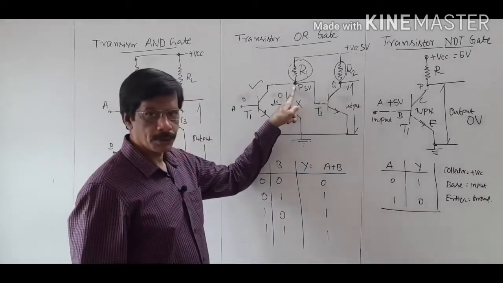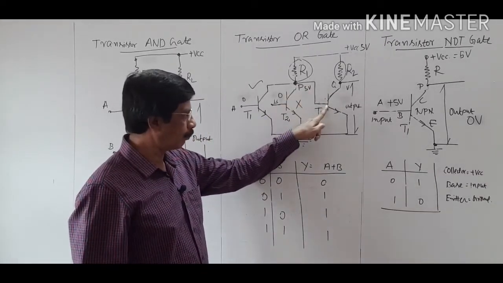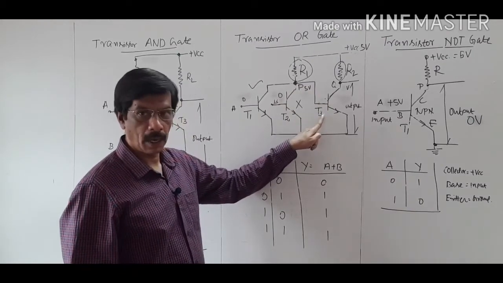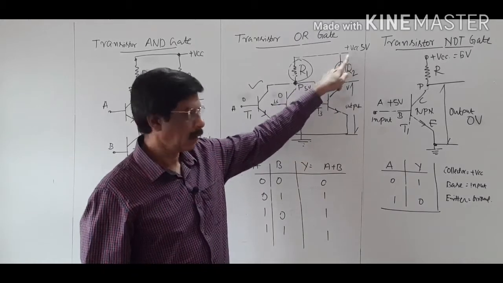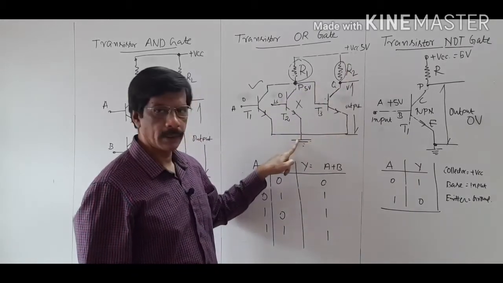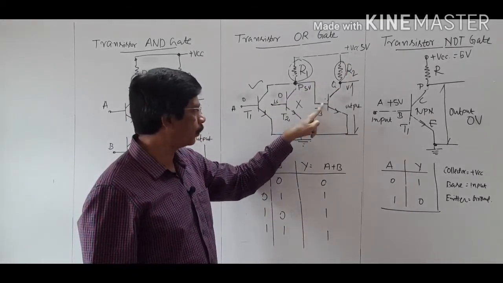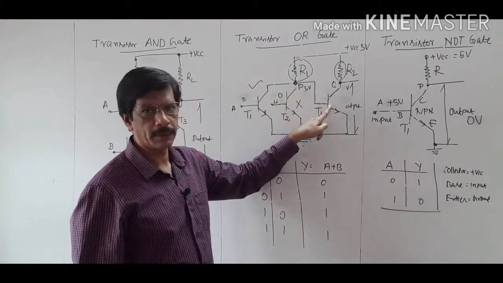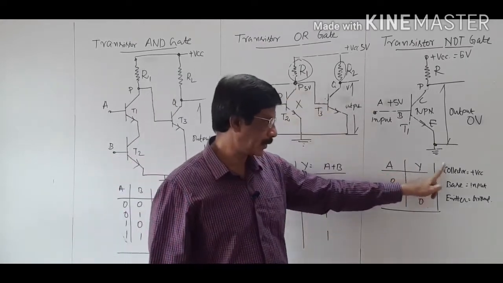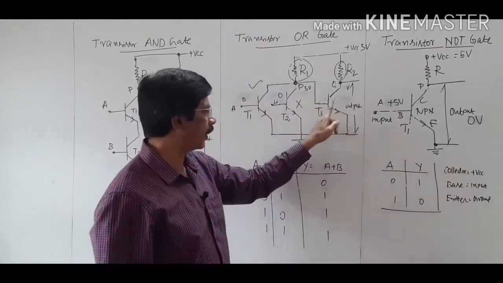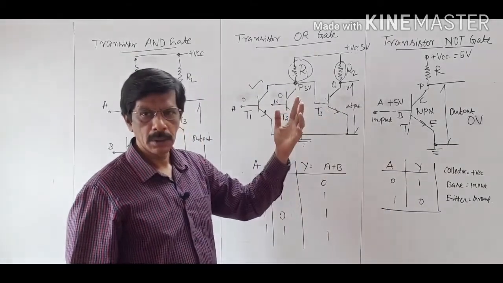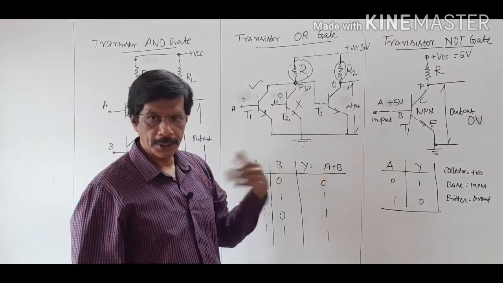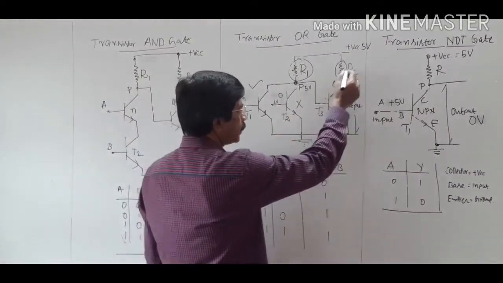This 5 volt is given to the base of the transistor T3. Already the collector is connected to plus VCC, the emitter is grounded. The base also receives 5 volt from this point. All the 3 conditions are satisfied for the transistor T3. It switches on, starts conducting, generating current. That current is dropped here at R2.